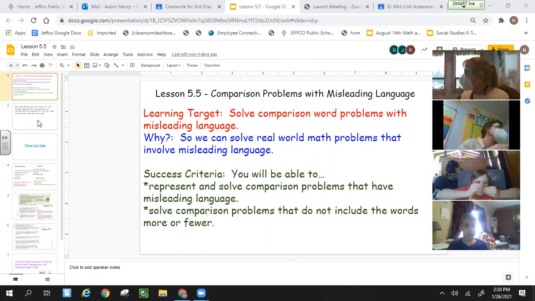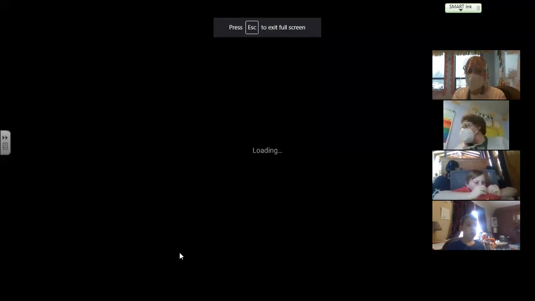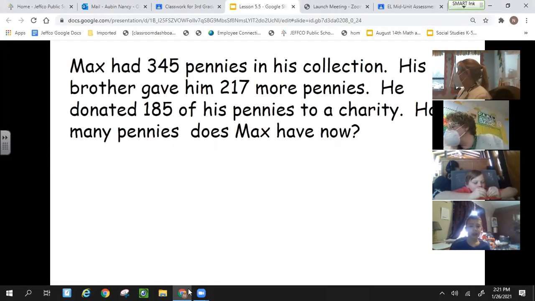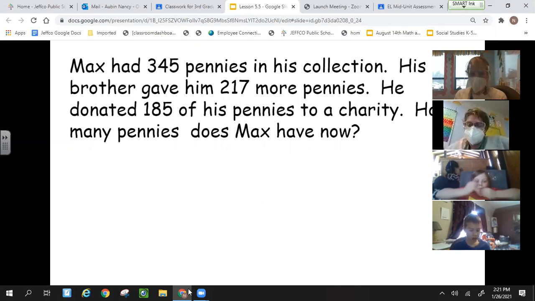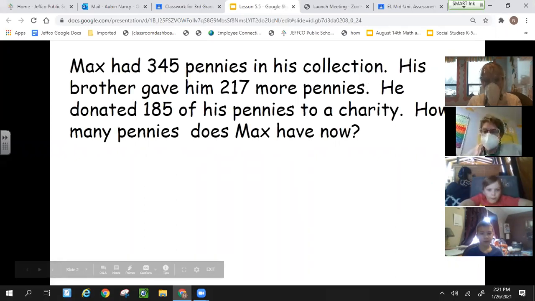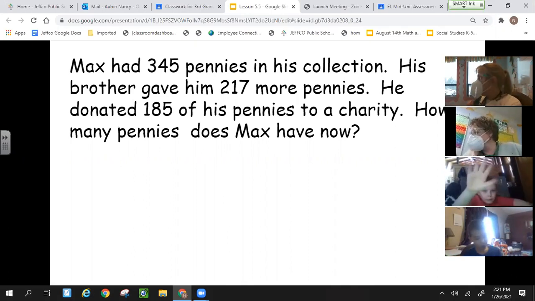But before we do that, here's a skill that we need to work on. And this is a two-step word problem. This is our review today. And I'm giving it away by telling you it's a two-step word problem. Max had 345 pennies in his collection. His brother gave him 217 more pennies. He donated, which means to do what? Give it away. 185 of his pennies to a charity. How many pennies does Max have now?